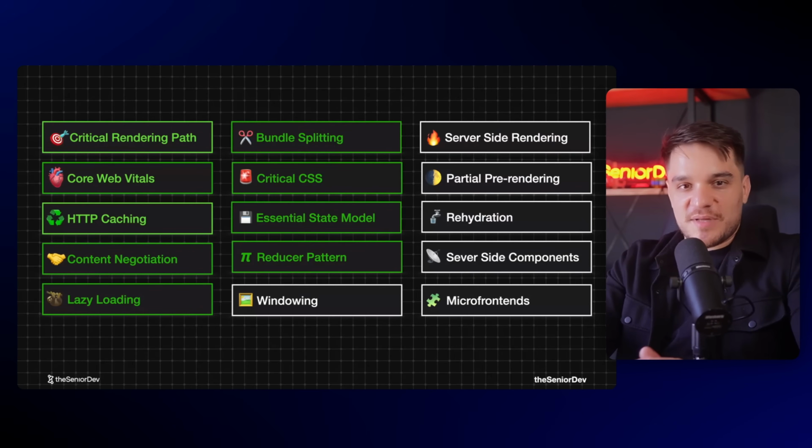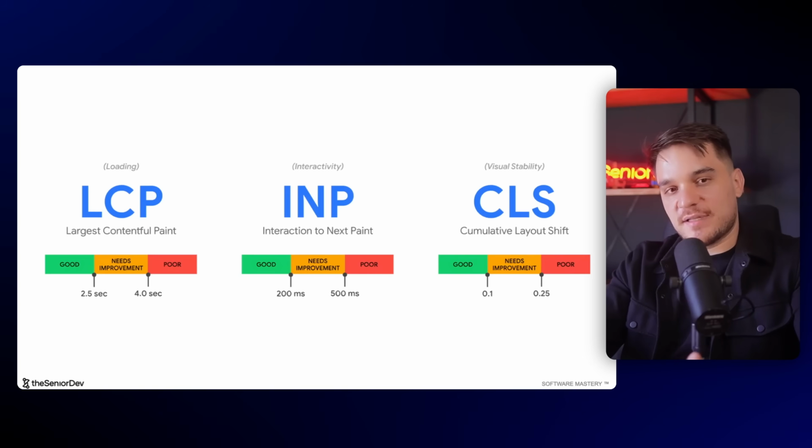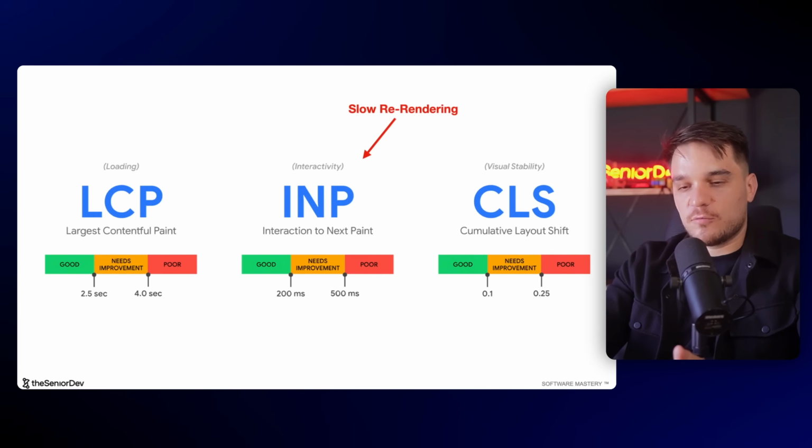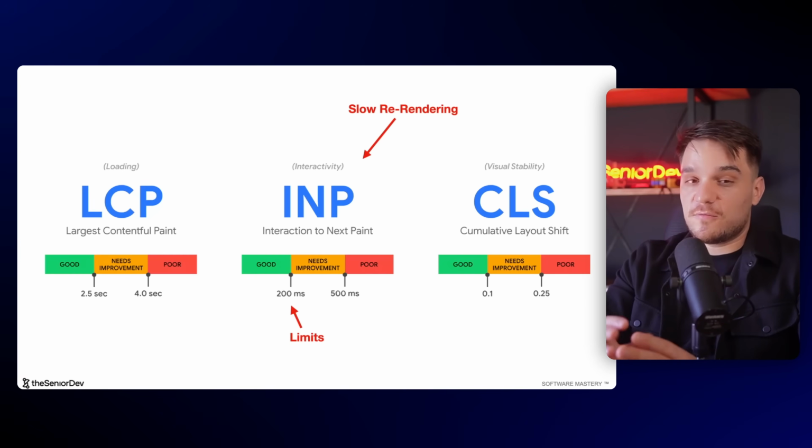Okay, moving on to concept number 10, windowing. And so basically windowing or list virtualization has been introduced to solve that one core web vital we didn't talk about, which is the INP, the Interaction to Next Paint, because usually this is caused by slow re-rendering. And so Google tells us that the limit should be around 200 milliseconds. So you'd be able to start painting again after a user clicked on something at the latest after 200 milliseconds. I would go further and say that 100 milliseconds is already very high.